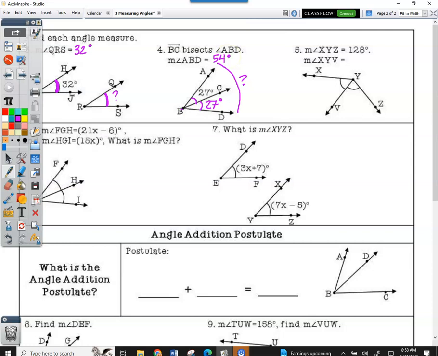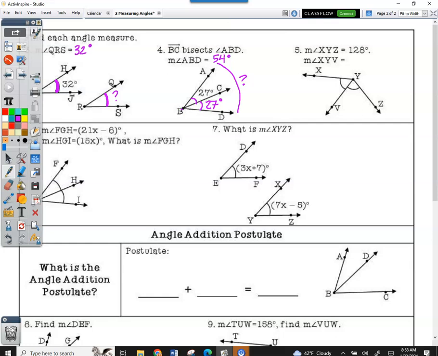All right, number 5. This time they're telling you angle XYZ is 128. They're asking for angle XYV. Let's take notes on the picture. Guys, I promise if you'll take notes on the picture, the problems are easier. I've had kids tell me straight up, I don't know what I'm doing, and then I look at their paper and it's blank. And I'm like, well, if you'll take notes on your picture, it'll actually guide you through the process.